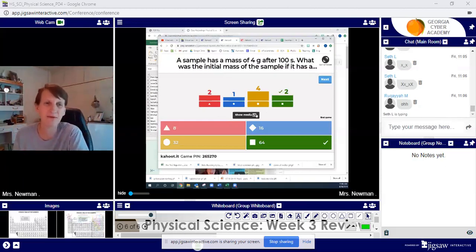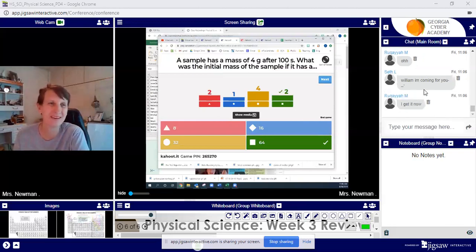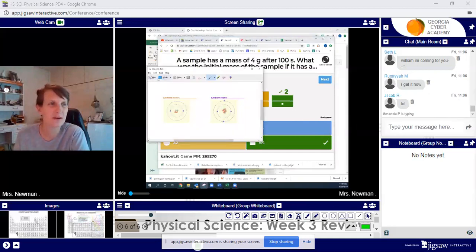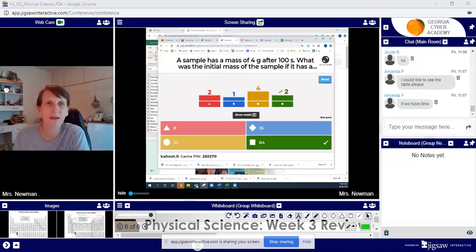Does anyone want to see the table for this? Because I could bring up the whiteboard and show you how to do it on the table. Okay. Anybody else? I'm going to take a quick screenshot of this one, just in case you change your mind and you want to see it later, like when we're done. Okay. Amanda, I'll show you when we're done with the Kahoot and everyone goes to take their quiz if they want to. We'll stay and we'll work this one out.